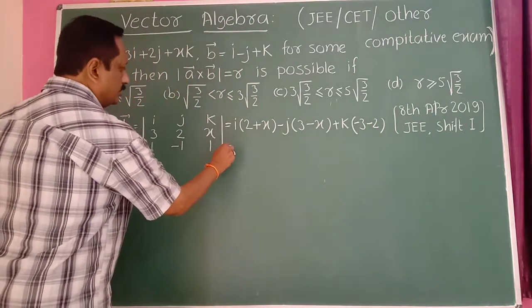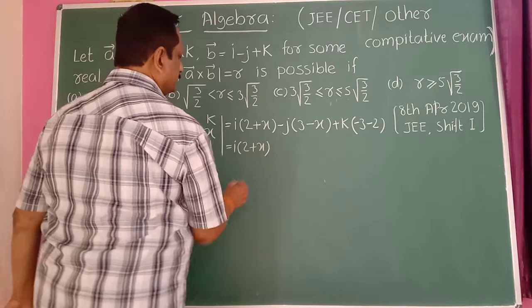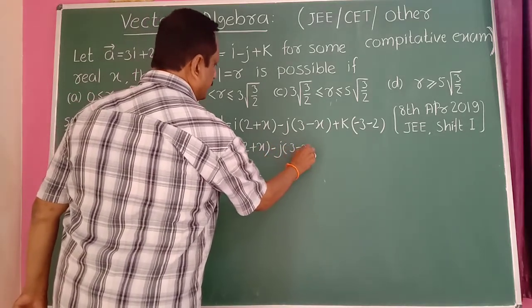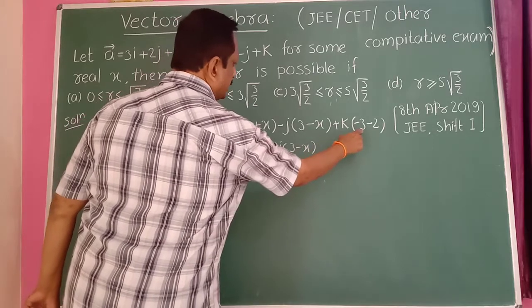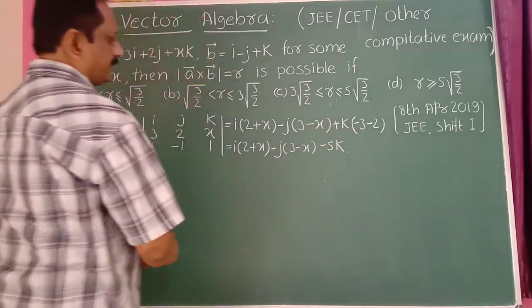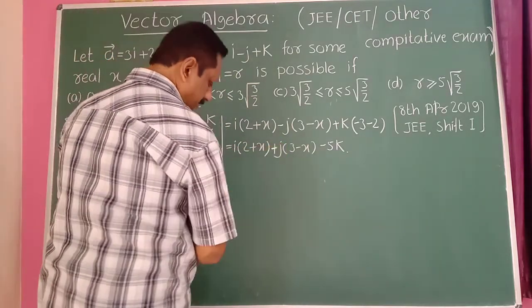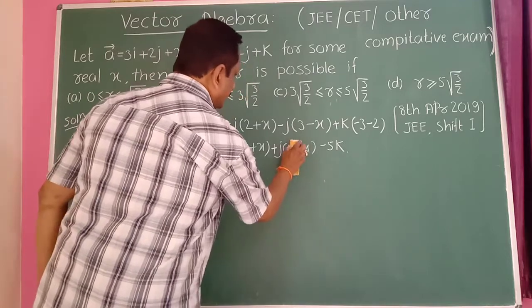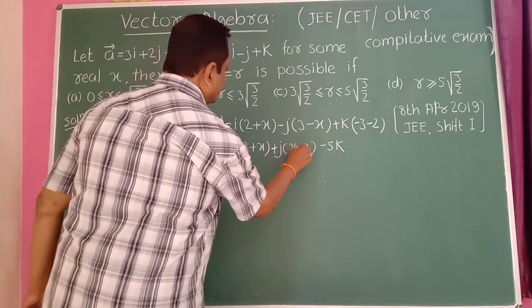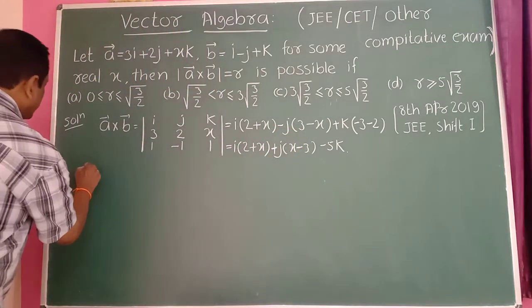Therefore this is equal to i into 2 plus x, minus j into 3 minus x here. Minus 3 minus 2 gives minus 5, minus of 5k here. Even you can take this minus inside here. Minus becomes a plus. Then this can be written as x minus 3 here. So write here x minus 3. Take a minus inside the bracket here. Then it's a modulus here.